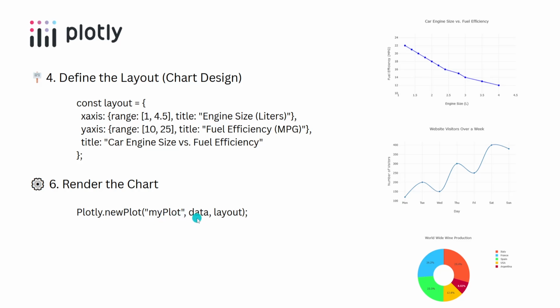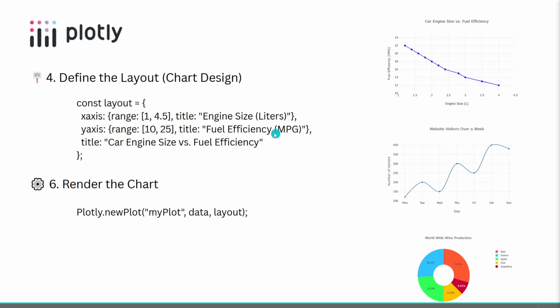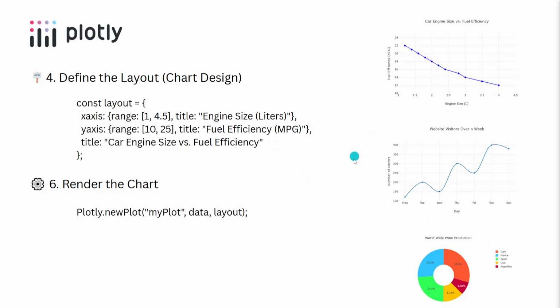Then we need to pass the data object, and our data object name is data. And next we need to pass the layout design, this layout. And after passing all the values and saving this file, if you reload your browser, then you can see a chart like this. You can draw any kind of chart using that.